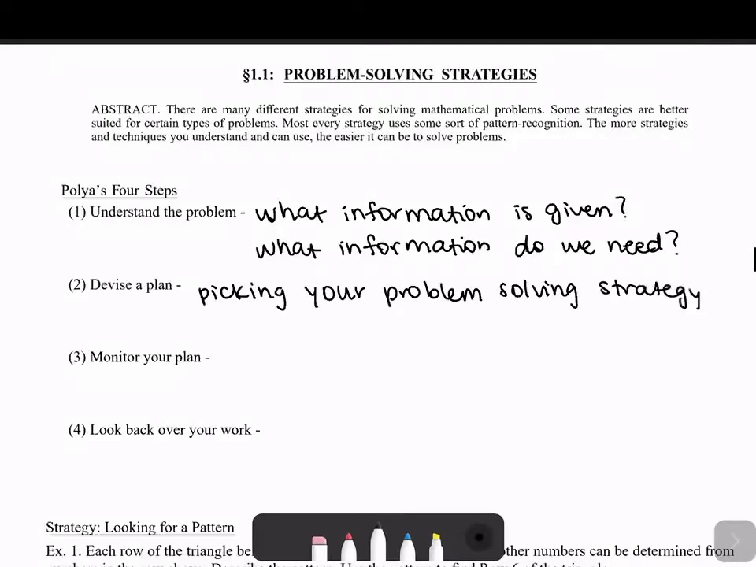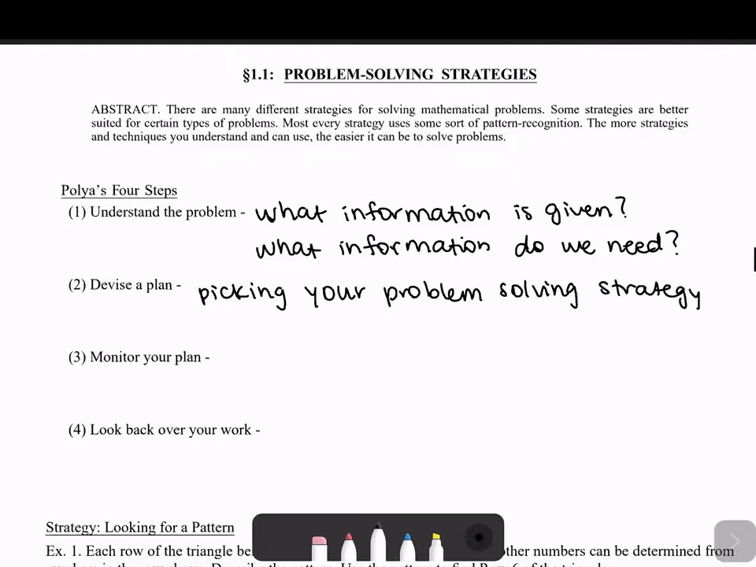So are you going to look for a pattern? Are you going to make a table? Are you going to make a graph, draw a picture? Whatever it is, you pick your problem solving strategy that best goes with this problem once you understand it. So then comes the actual solving of the problem.